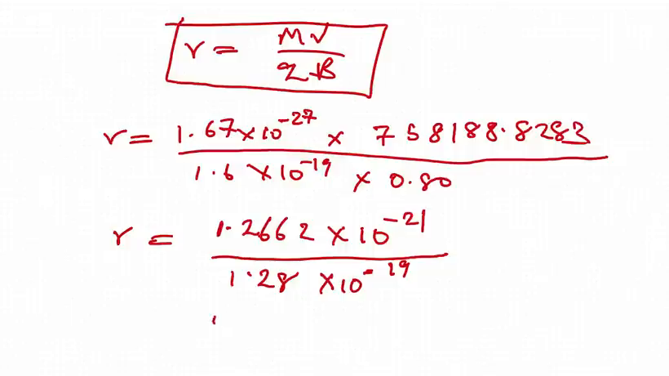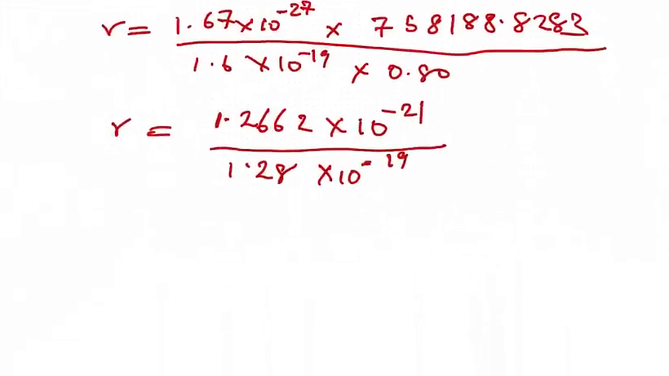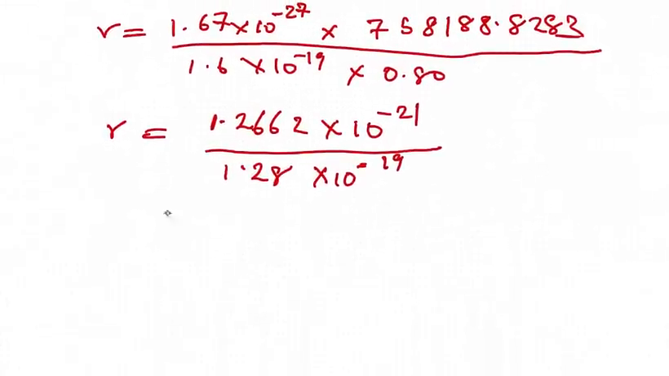And if we decide to express it further, we'll have R to be equal to 9.89 times 10 power minus 3 in meters.